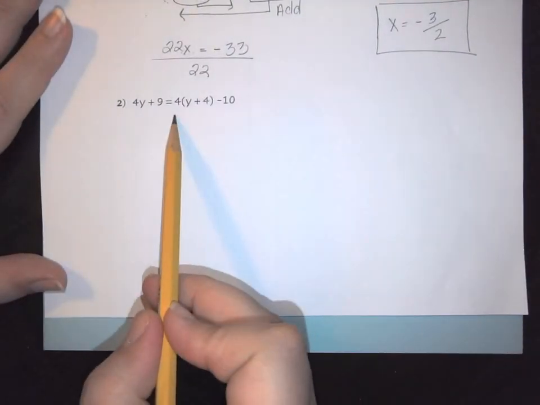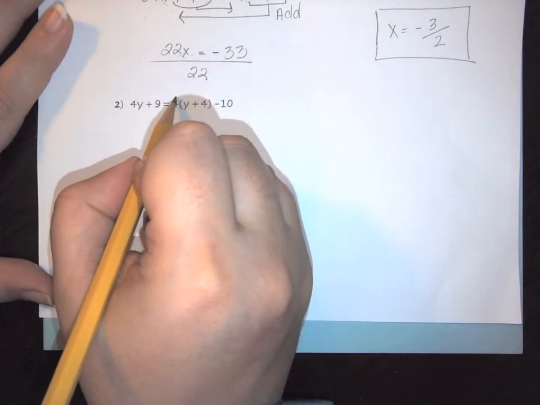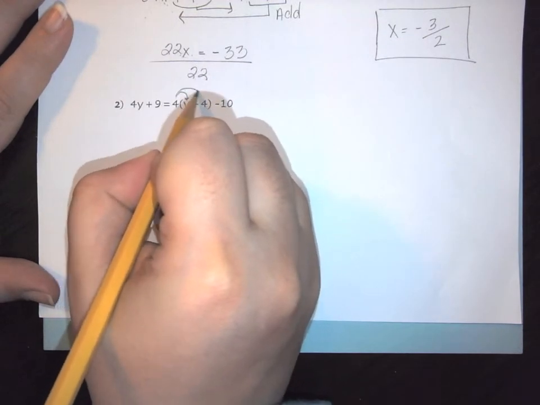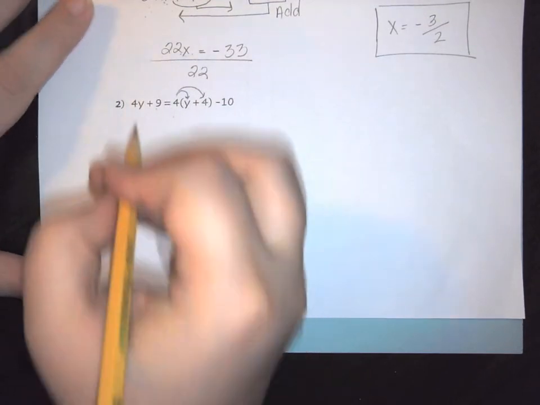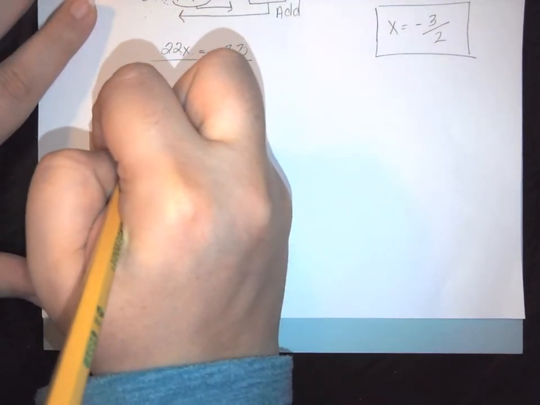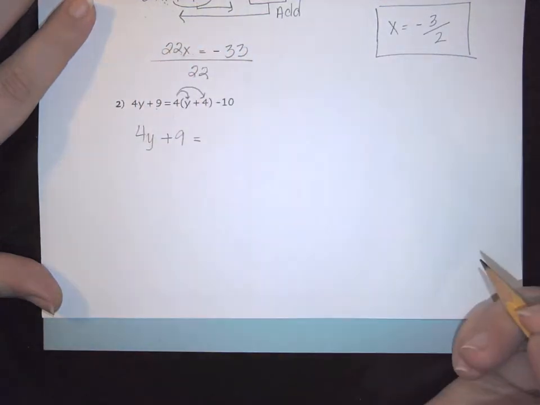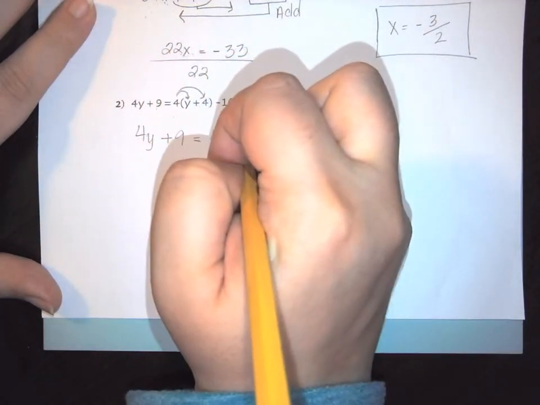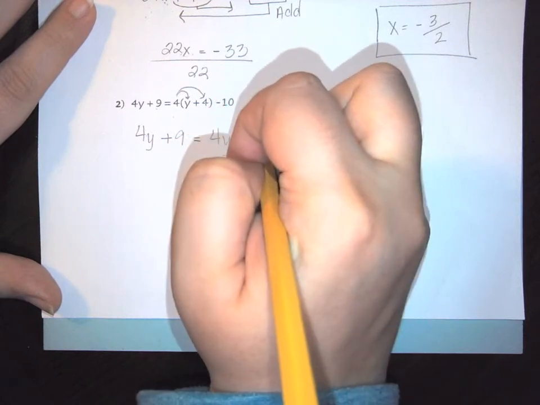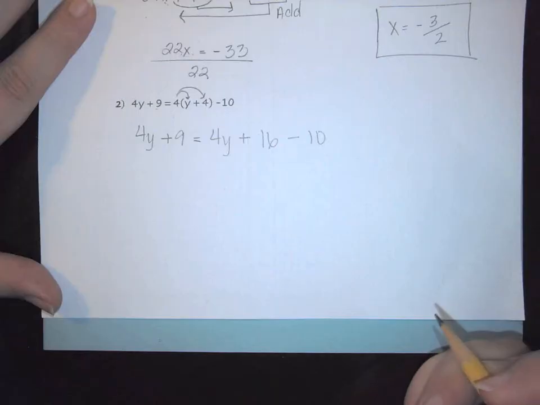This next example, we're going to do some of the exact same things. So notice on this right hand side, we need to distribute this 4 into its parentheses. On this left hand side there's nothing to do as of yet, so we can keep this as 4y plus 9. Distribute the 4 in and we end up with 4y plus 16, and then we have this minus 10 on the outside.